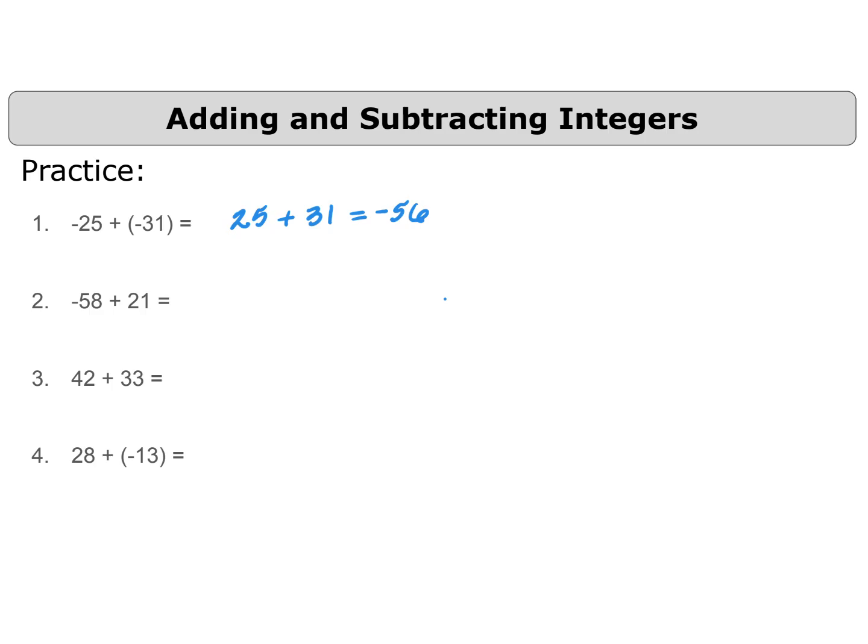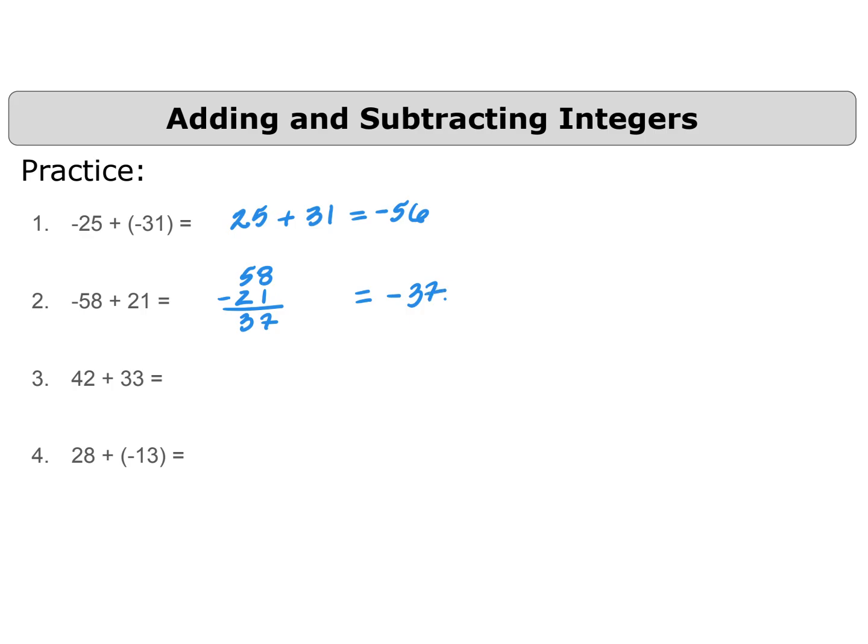Looking at number 2, we have -58 plus 21. We have more negatives, so we're going to subtract what we have less of from what we have more of, so that we will have a 37 there. But since we had more negatives, our answer is going to be a -37.